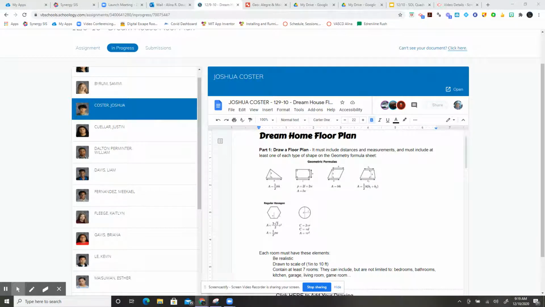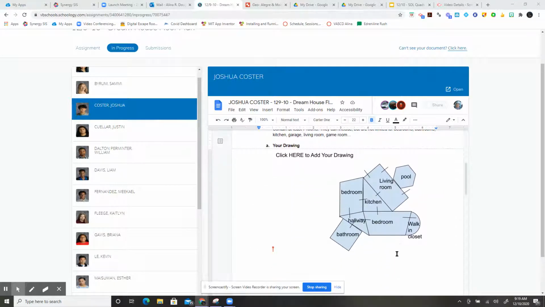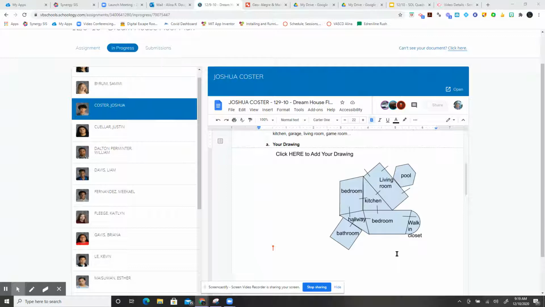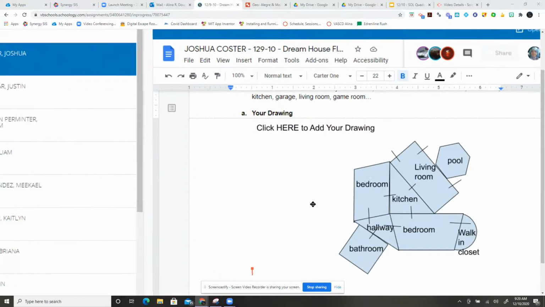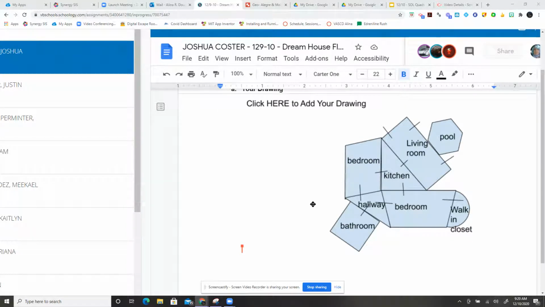Hey, gentlemen, how's it going? So far so good. We just labeled all the rooms. Oh, I like it. Yep. And William, I don't think mine is extra. I think yours and mine look very similar. We even have the same shaped pool. Oh.